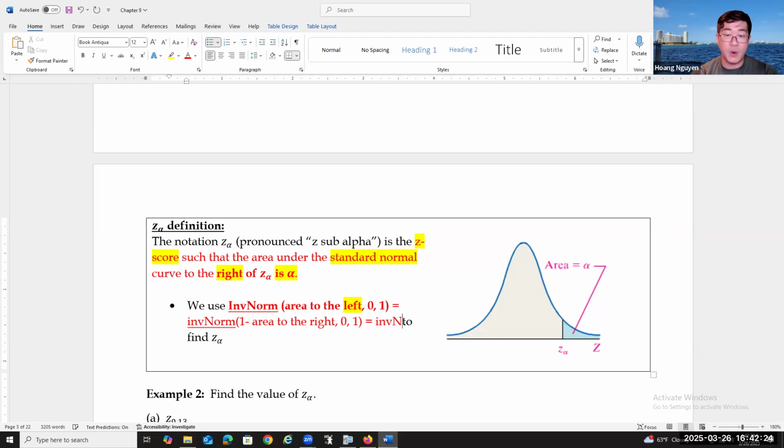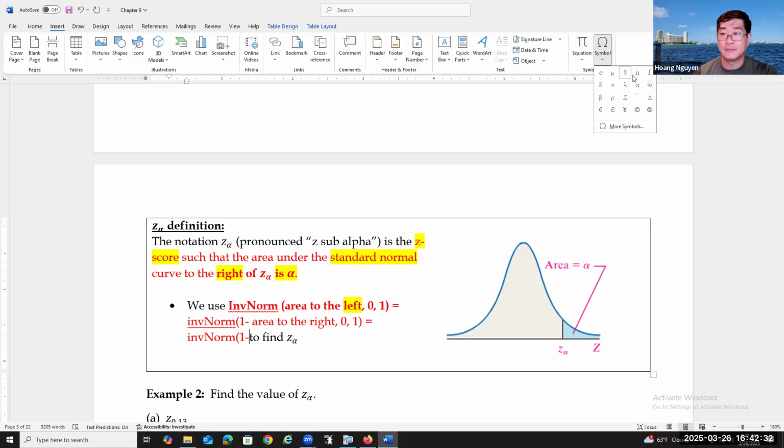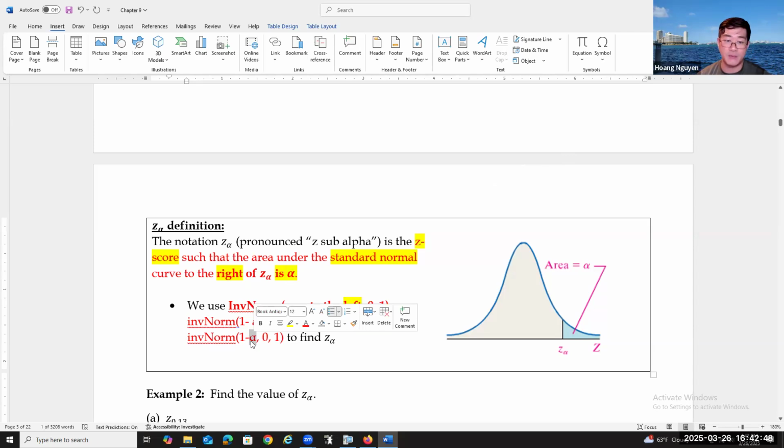So it's going to be the inverse norm of 1 minus alpha, with mean 0 and standard deviation 1. We use 1 minus alpha because alpha is the area to the right. We're looking for the area to the left, so we subtract alpha from 1 to get the area to the left, and then use the inverse norm. So this is the general definition for Z sub alpha.